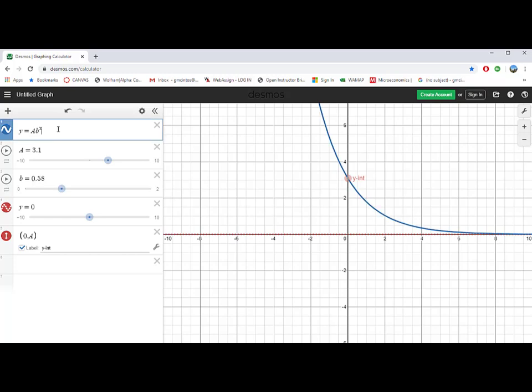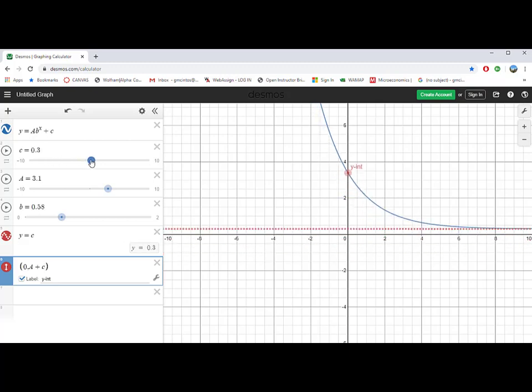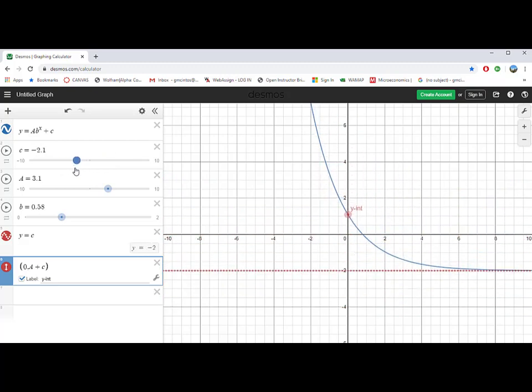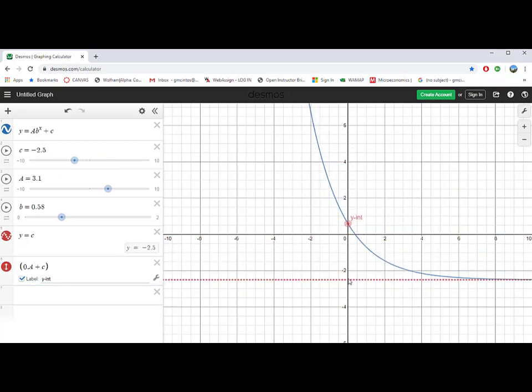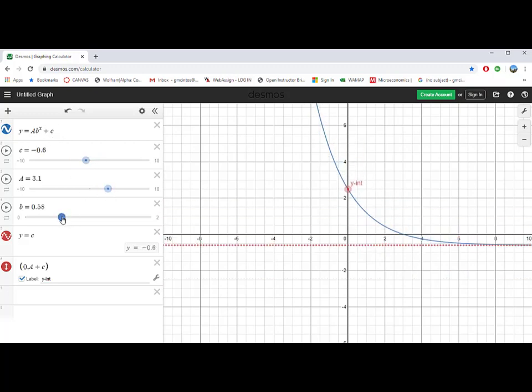Let's add one more extra feature to our graph. Notice I've added a constant to our function, and when we add that constant, notice what happens. It makes our graph move up and down, and instead of having our graph approach the x-axis as the horizontal asymptote, it's going to approach this value of our c. Doesn't matter if our a is positive or negative, it's still going to approach that value of c. It also doesn't matter if our b is larger than 1 or if our b is between 0 and 1.